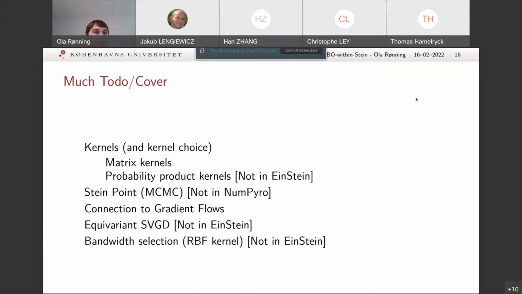So there's a lot we haven't covered. We haven't covered kernels. You saw one kernel. There's 6 kernels at the moment in our EinStein library, which is what we were using to do the inference. In particular, there's matrix kernels, which allow us to, for example, precondition with the Fisher information. One thing that we don't have available is probability product kernels.